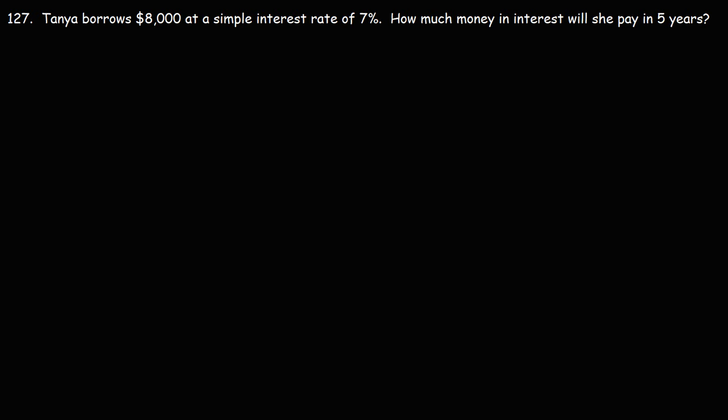To calculate the simple interest, you need to know the formula. Simple interest is equal to the principal times the interest rate multiplied by the time, which is typically the time in years.